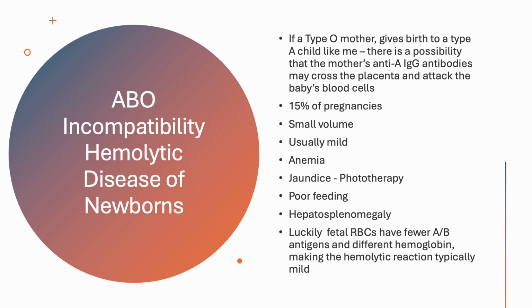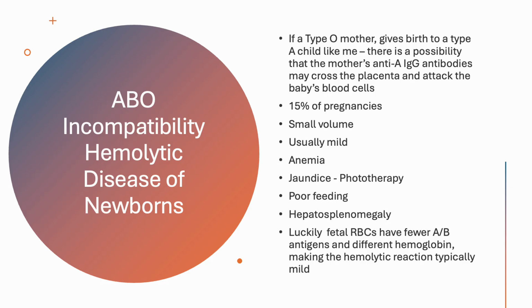So, let's say someone has a type O mother, like mine, and she gives birth to a type A child, like me. There is a possibility that the mother's anti-A IgG antibodies may cross the placenta and attack the baby's blood cells. In fact, this occurs in 15% of pregnancies. But the exposure is usually small volume, and the symptoms are usually mild.